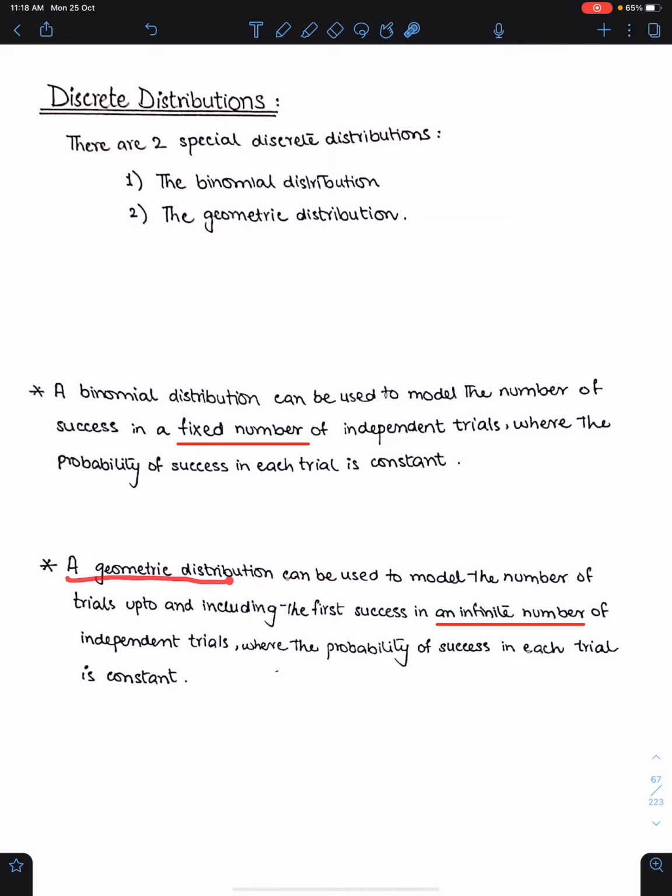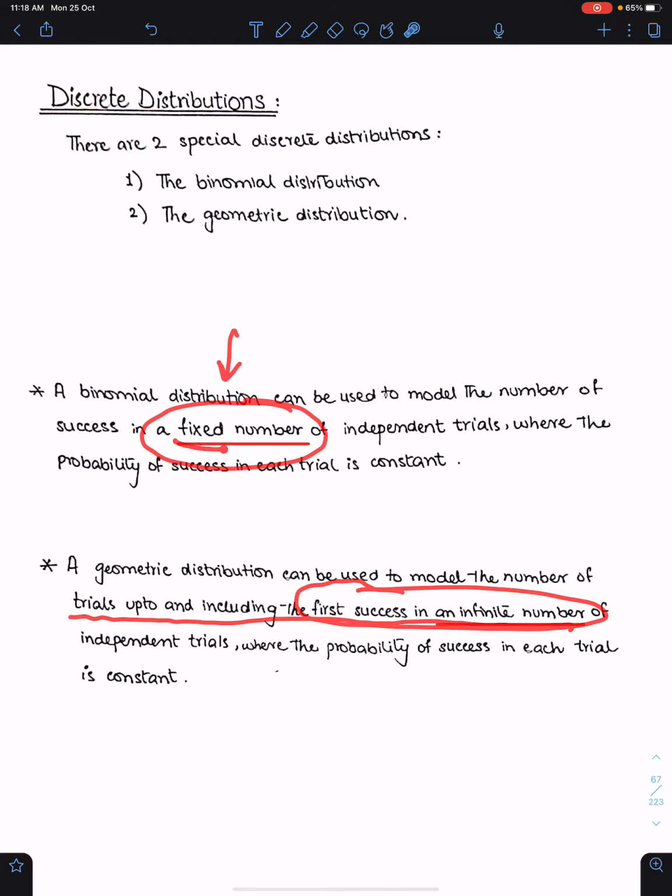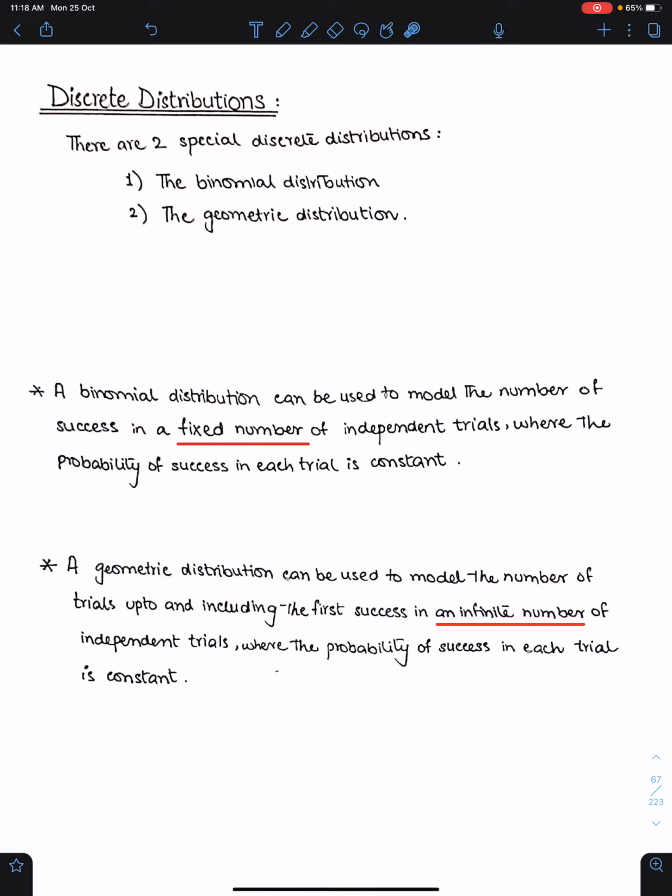Whereas a geometric distribution can be used to model the number of trials up to and including the first success in an infinite number of independent trials. This is the difference between these two distributions. In binomial distribution, trials are fixed. In geometric distribution, we repeat the process until we get the success. And that is why this distribution is also known as infinite distribution. And the probability of success in each trial is constant in both the distributions.